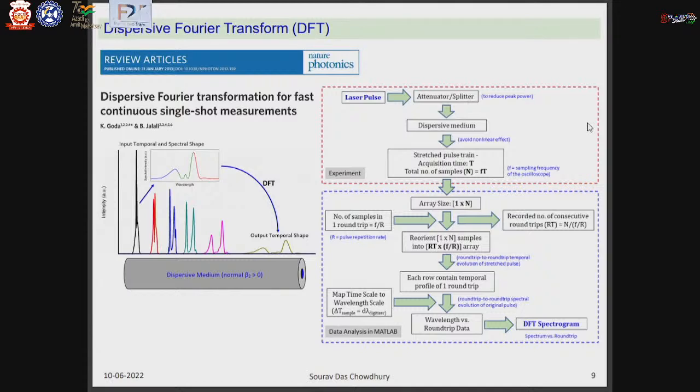What it does is, I take a pulse and put it through a normal dispersion fiber. What normal dispersion does is stretch the pulse depending on its frequency content. So as it maps the frequency content to the time domain, I am virtually doing a Fourier transform.